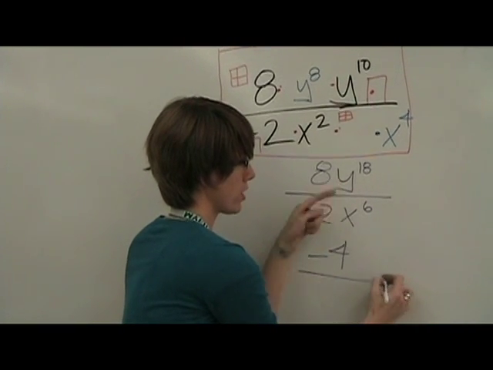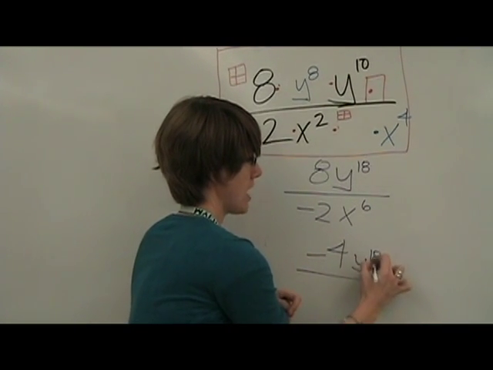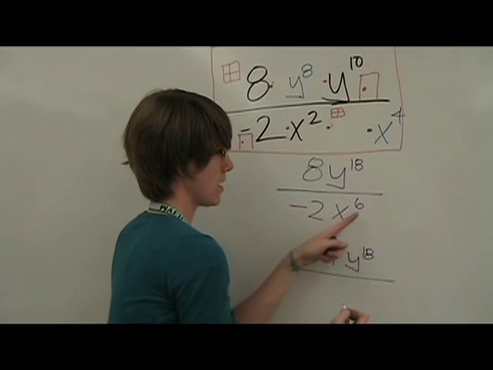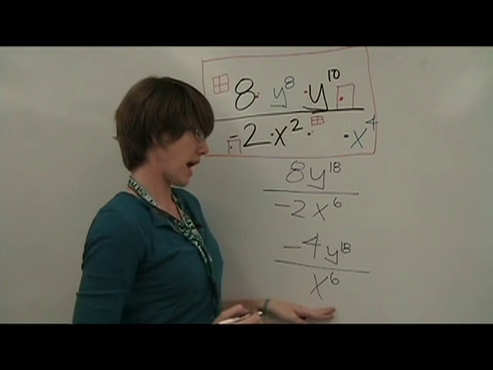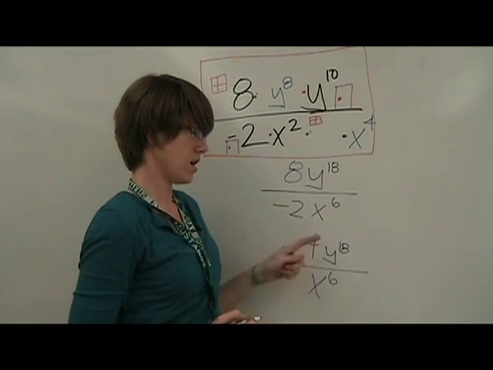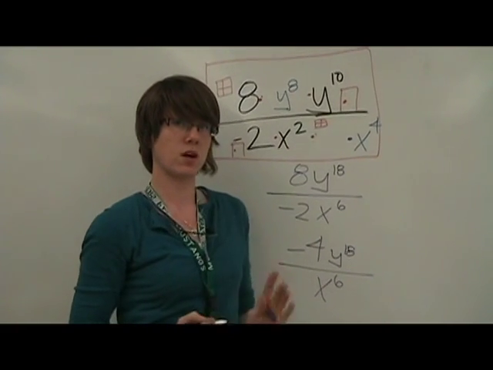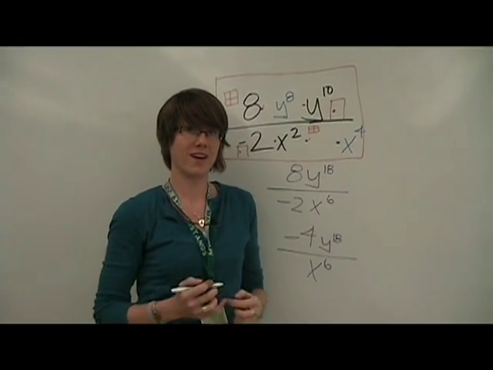What else is in our numerator? This y to the 18th, and then x to the 6th is the only lonely little neighbor living downstairs in our apartment complex. This is your final answer. Please don't tell Mr. Keenan I gave you the final answer, okay? Good luck.